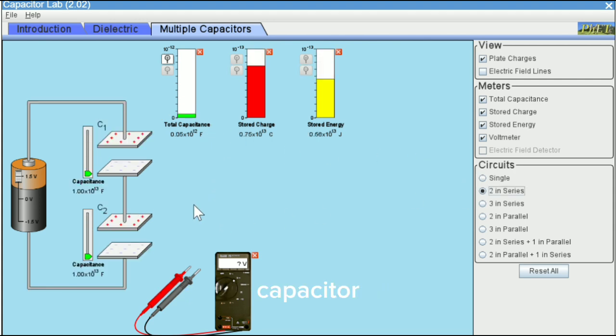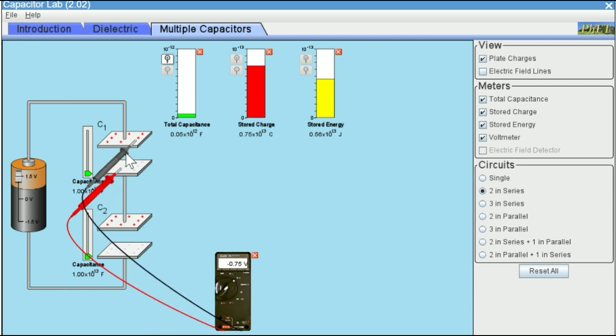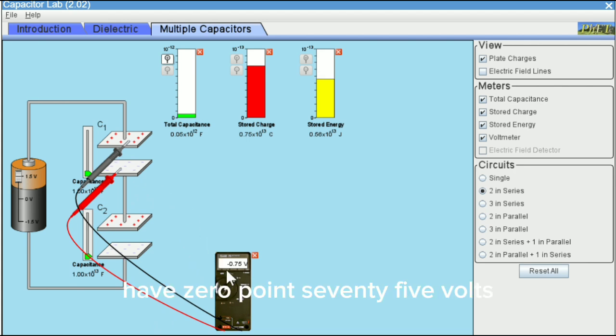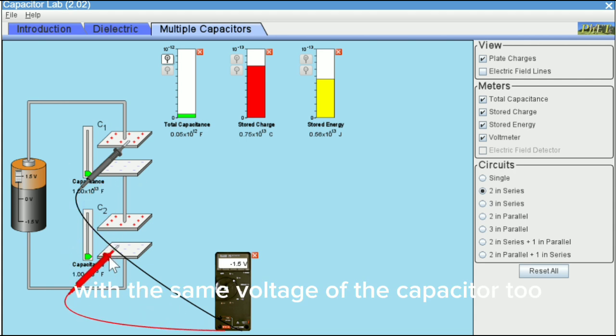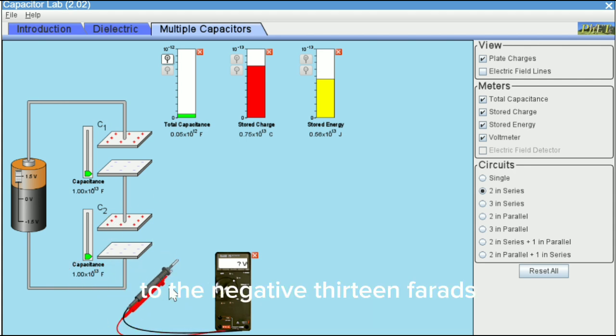This is the series capacitor, using the same value as the single capacitor. However, the total capacitance decreases compared to the single capacitor, and the potential difference of the capacitors is different from the battery. The capacitors have 0.75 volts, and the battery has only 1.5 volts. Capacitor 2 has the same voltage, since they have similar values, which are 1.00 times 10 to the negative 13 farads. How about in parallel?